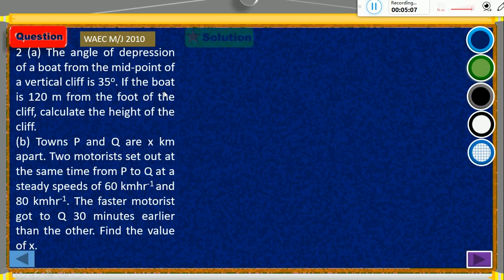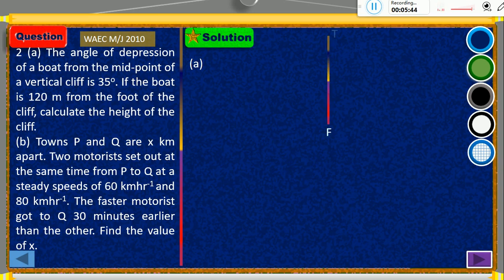Question number 2. The angle of depression of a boat from the midpoint of a vertical cliff is 35 degrees. If the boat is 120 meters from the foot of the cliff, calculate the height of the cliff. B. Towns P and Q are X kilometers apart. Two motorists set out at the same time from P to Q at a steady speed of 60 km per hour and 80 km per hour. The faster motorist got to Q 30 minutes earlier than the other. Find the value of X.